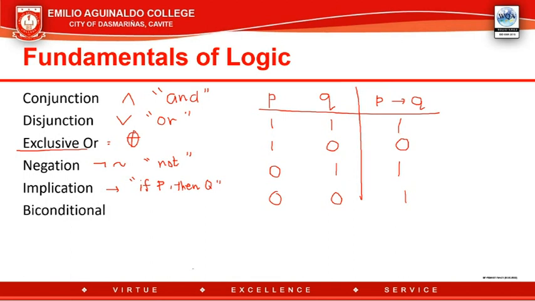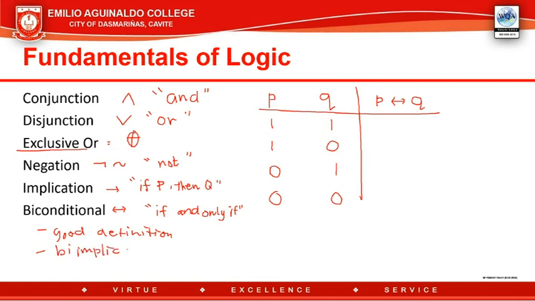And lastly, we have what we call biconditional. For biconditional statements, so this is just like implication, but the difference is yung symbol nila, no? Kasi gagamit tayo ng two arrows. Okay. And inclusive yung word na if and only if. This is if and only if. This is also called as good definition. Aside from good definition, this is also called as by implication.